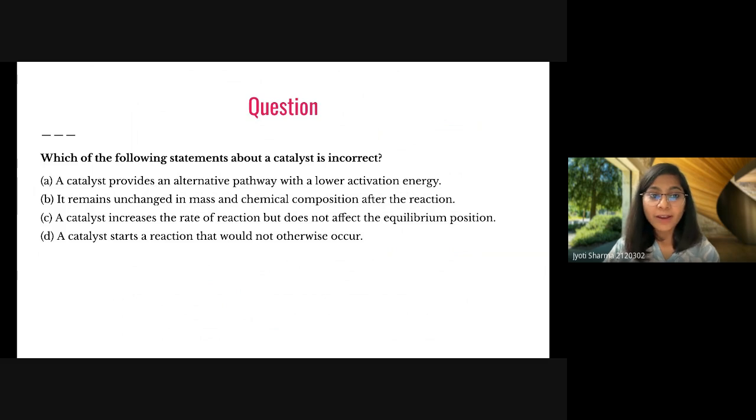A: The catalyst provides an alternative pathway with a lower activation energy. B: It remains unchanged in mass and chemical composition after the reaction. C: A catalyst increases the rate of reaction but does not affect the equilibrium position. And D: A catalyst starts a reaction that would not otherwise occur. So what do you think? What should be the right answer for this?